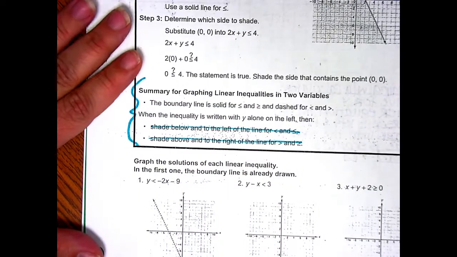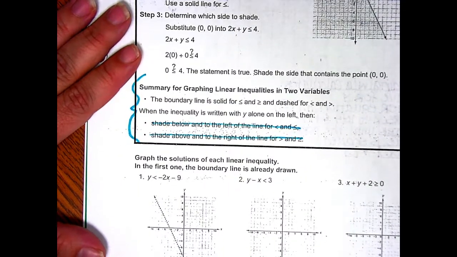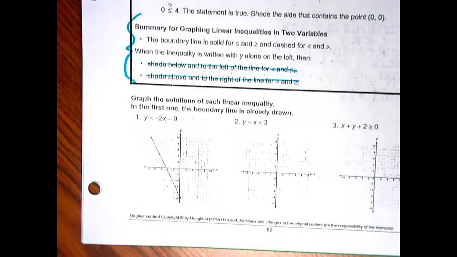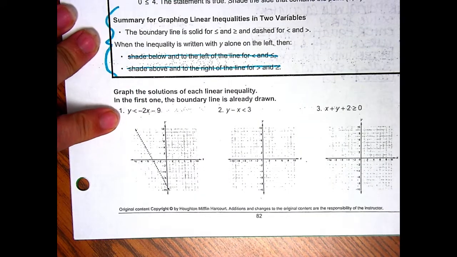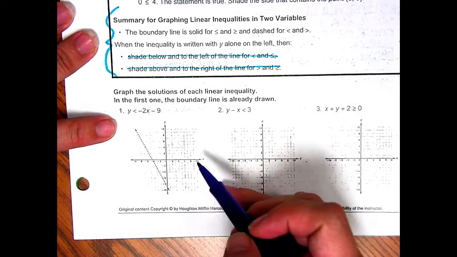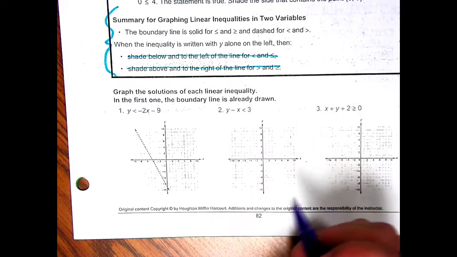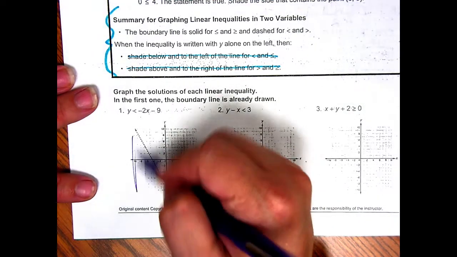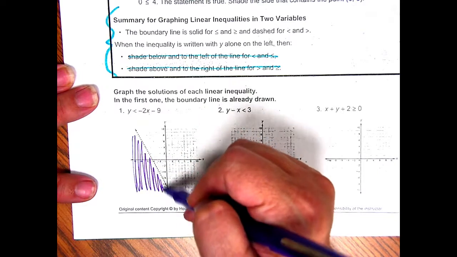Okay, so it says graph the solutions of each linear inequality. In the first one, the boundary line is already drawn. Okay, so they solve for y, and they drew the boundary line, and it's dashed because it's less than.